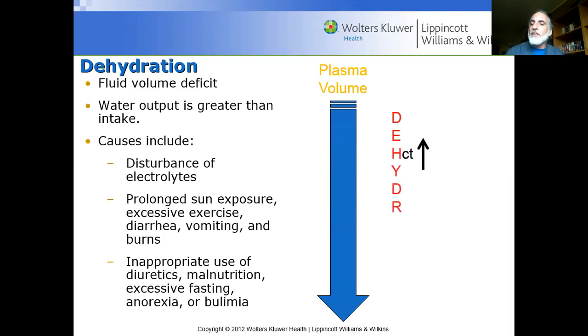I wish I could claim this one. As the plasma volume decreases, you have dehydration. So when you're looking at labs for dehydration, you will find that the hematocrit increases, because the hematocrit is the percentage of dissolved or suspended things in blood plasma, and the sodium will increase.